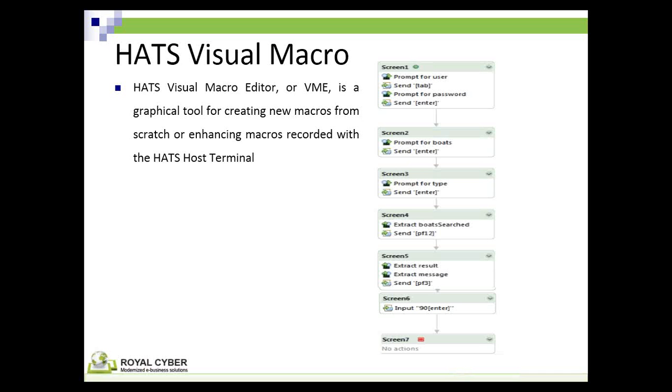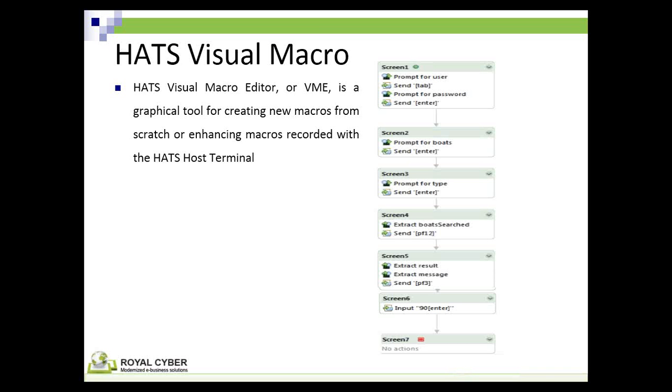This is the HATS visual macro. The later versions of HATS 7.5 also provide the visual macro feature. Previously you could see the macro only from the terminal or the XML file, but now this is a more pictorial diagram, or visual representation of the macro, that the VME, the visual macro editor, provides.